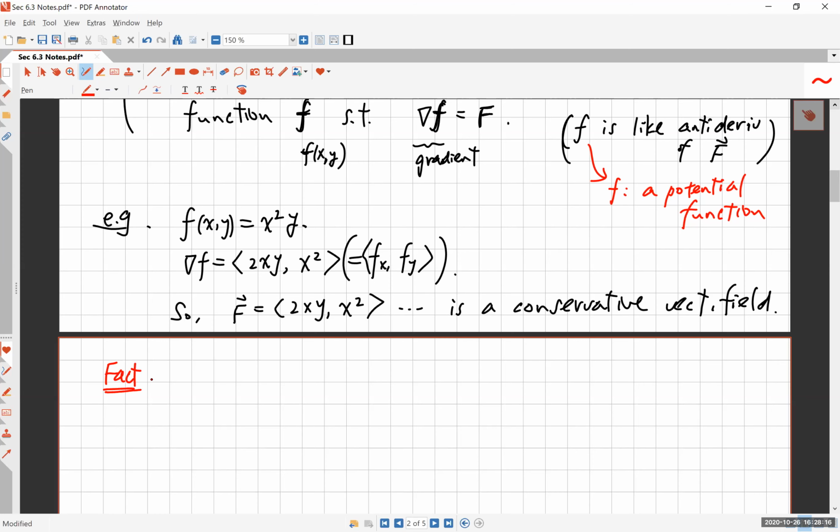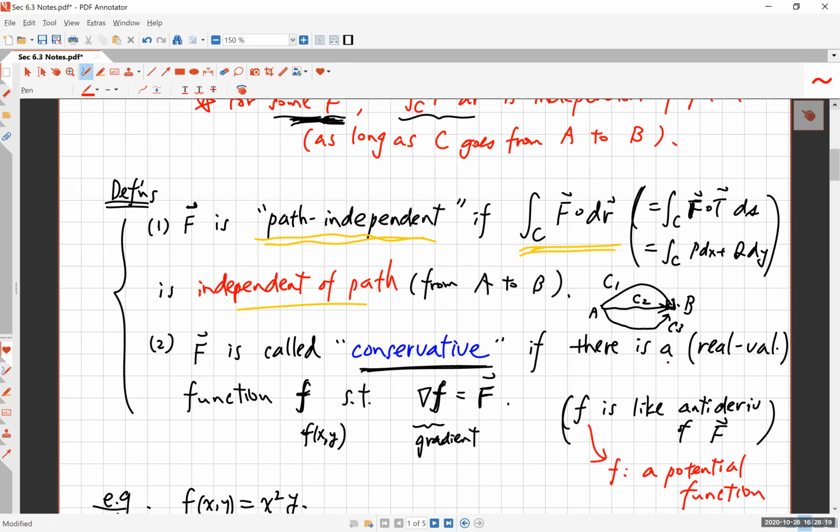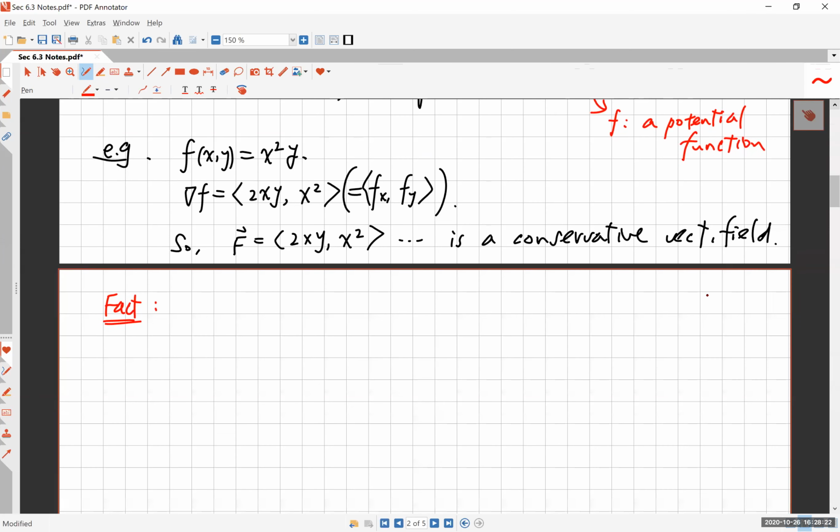The reason I mentioned the path independent vector fields and conservative vector fields together is because it has been proved, and this is a theorem, it's a fact, that capital F, a vector field, is path independent if and only if, so it goes in both directions, capital F is conservative. Now this is a very important statement. You know that an if and only if statement, an IFF statement, is the strongest form of mathematical statement, because this implies this and this implies this.